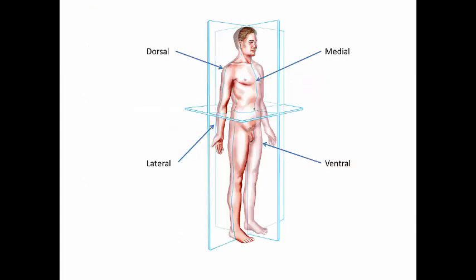Now, let's just take a quick moment to review some of these terms that I'm going to be saying. When I say the word dorsal, I mean along the back surface of the body. The ventral surface of the body is along the front surface, and lateral means towards the sides, while medial means towards the middle. So when I say dorsal, I mean on the back, ventral in the front, lateral on the sides, medial in the middle.